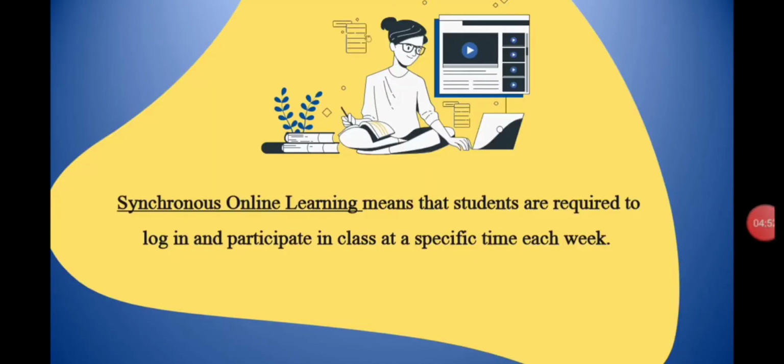And now it's time for synchronous online learning. It means that the students are required to log in and participate in class at a specific time each week. It means to say, when ma'am or sir gives a link to Google Meet, that means you have class at that time, during the period of your subject.